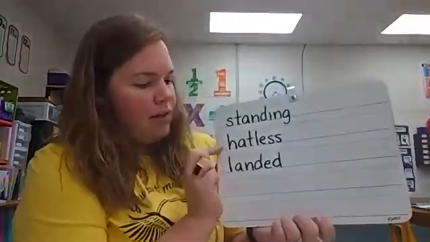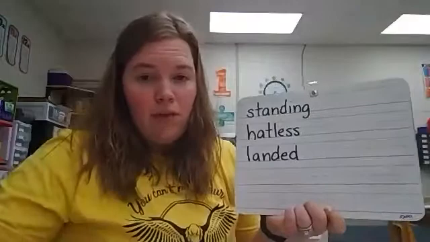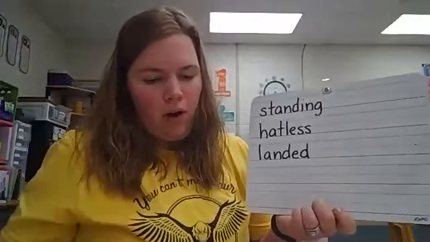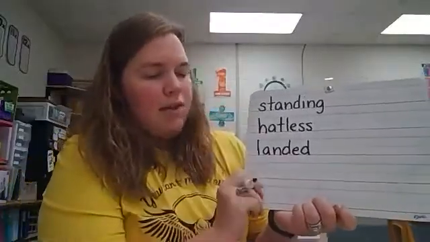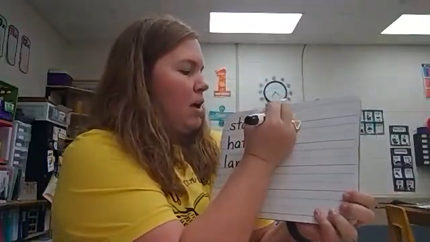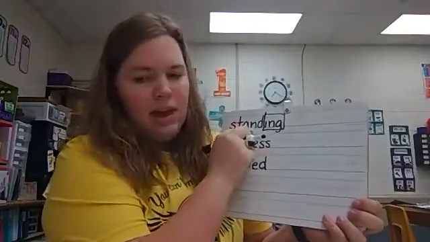All right, I'm going to write a few more words on my board. The first word I'm going to write is standing. Then hatless. And landed. Standing, hatless, landed. Each of these words ends with a suffix. There are 3 different suffixes used on these words. So what is the suffix of standing? ing, because that leaves us with the root word stand.